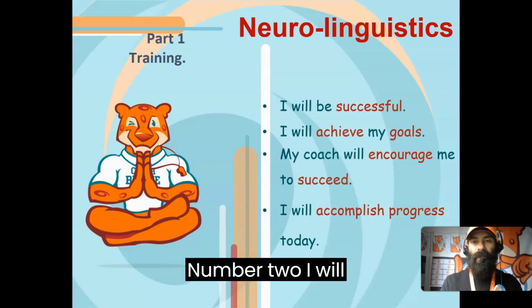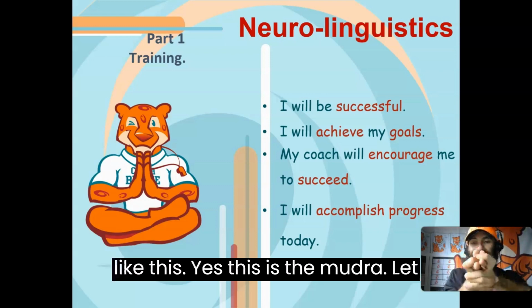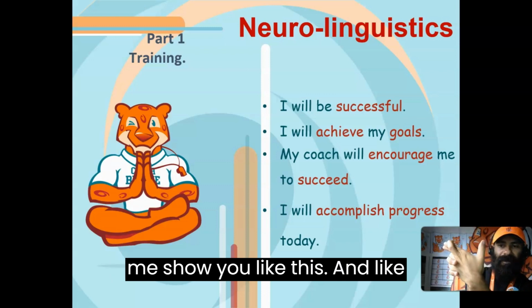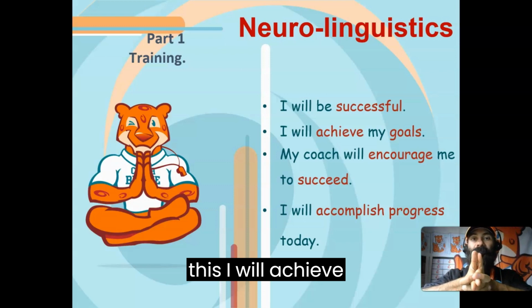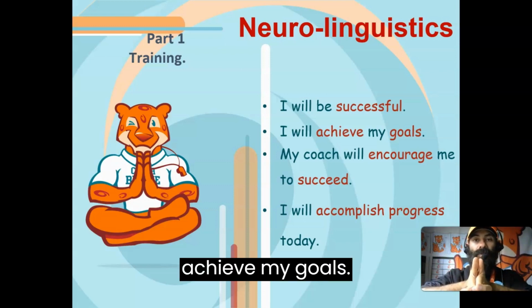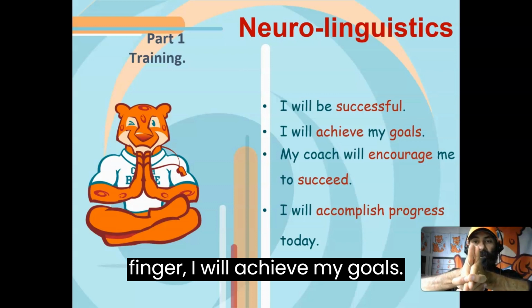Number two, I will achieve. So you do something like this. Yes, this is the mudra. Let me show you like this and like this. I will achieve my goals. I will achieve my goals. See, the middle finger is over the index finger. I will achieve my goals.